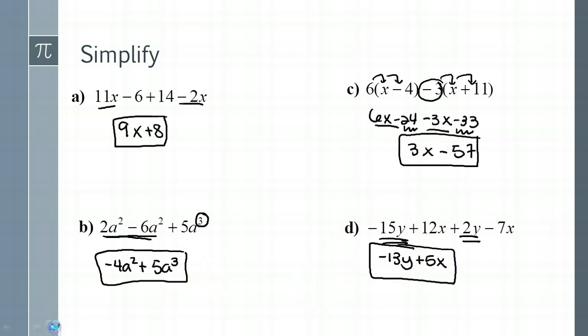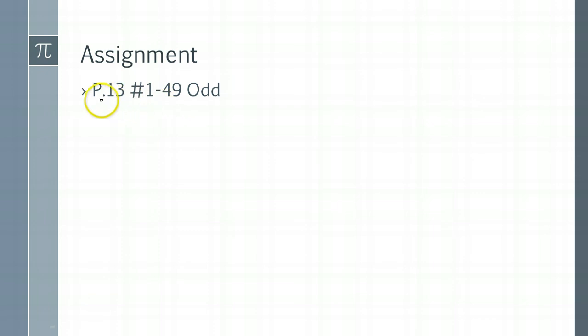And that is going to be it for today. Tomorrow in class, you're going to be doing page 13, 1 through 49 odd. So that's going to be due at the end of the period tomorrow, just so that way we're clear. See you guys then.